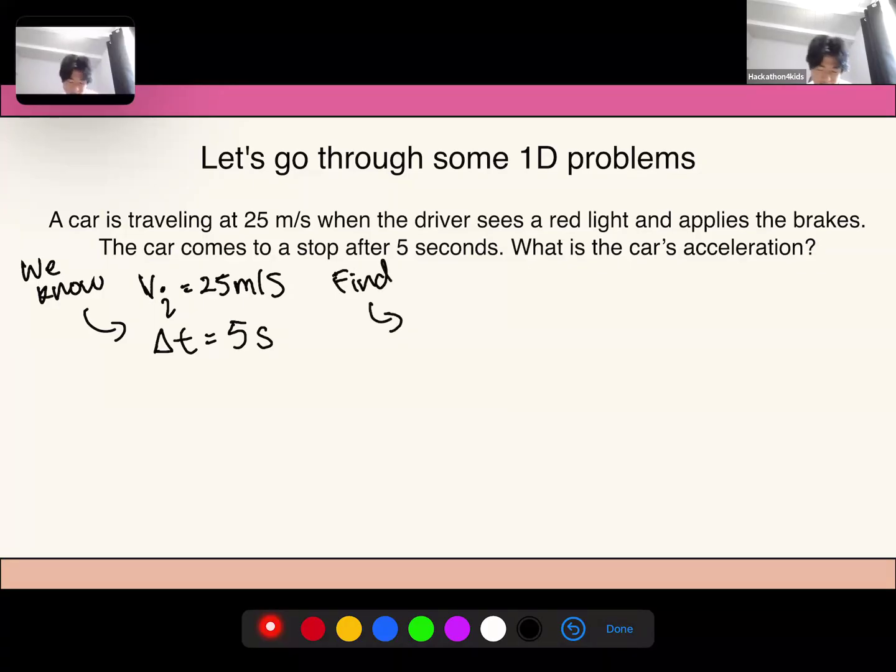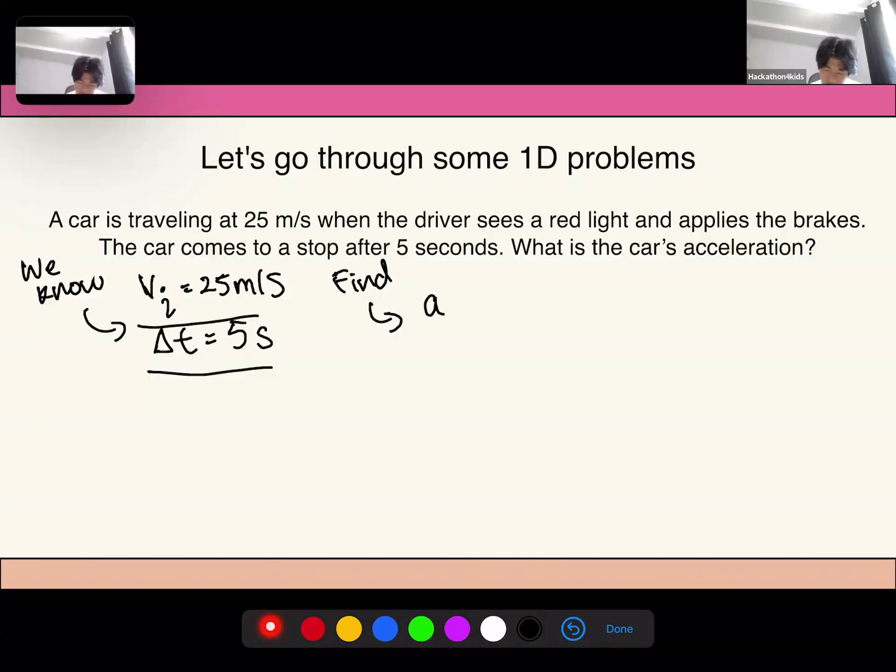But we need to find the acceleration. If you wrote down the kinematic equations, can you guys try to find an equation that has these variables? Oh, sorry. We forgot one more variable. The car comes to a stop. What would your velocity be if you stopped? Your final velocity would be 0, right? You stopped, so your final velocity is 0.